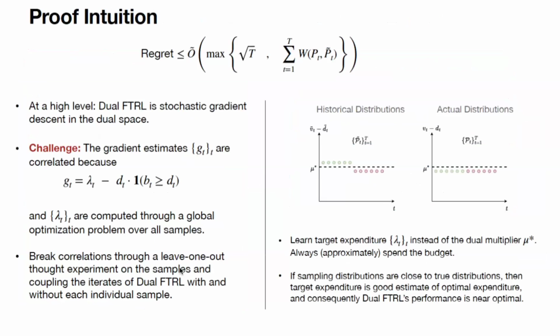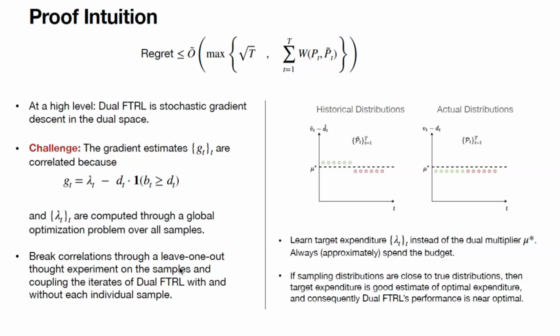Okay. So this is what we show, that the regret is the maximum of square root of T and this position distance. At a high level, FTRL is basically stochastic gradient descent in the dual space, like we saw in the previous one. Right? Mu t plus 1 is mu t times e to the minus g t. Or if you take logarithms, it's basically additive. That function also works well.